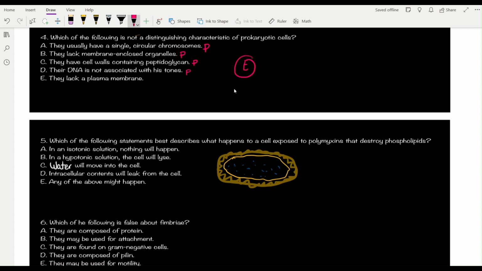Number 5. Which of the following statements best describes what happens to a cell exposed to polymyxins that destroy phospholipids? And what we're going to focus on right here is exposed to polymyxins that destroy phospholipids. Phospholipids are components of plasma membranes. So we're going to put plasma membranes.